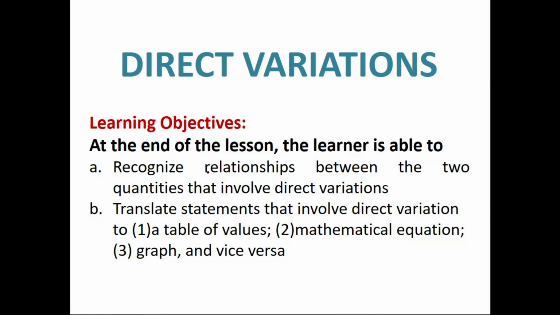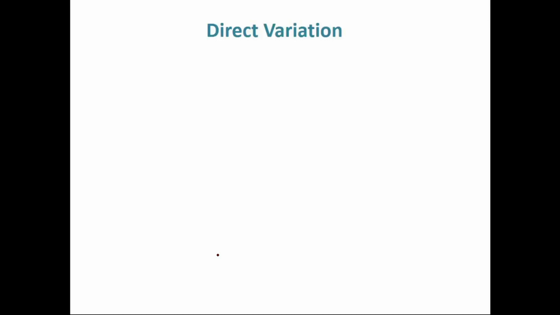At the end of this lesson, you are expected to, letter A, recognize relationships between two quantities that involve direct variations, and letter B, translate statements that involve direct variation to 1. Table of values, 2. Mathematical equation, 3. Graph, and vice versa. Okay, let's get into it.